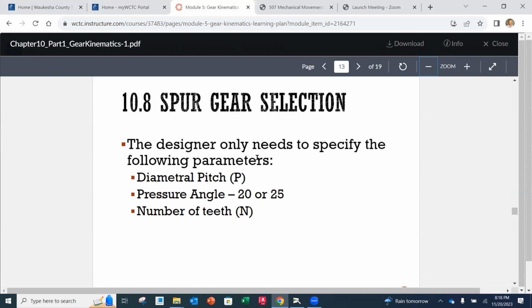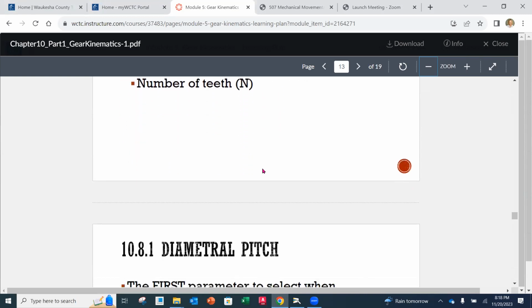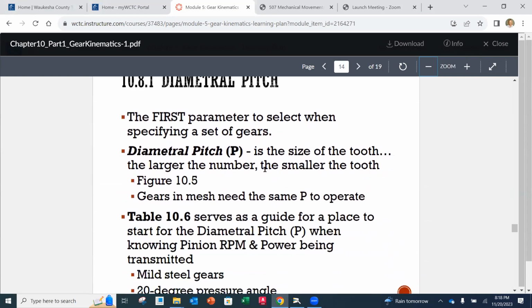Okay. So we talked about the pressure angle a little bit already, but we'll talk about it a little bit more here. But diametral pitch first. Diametral pitch is always going to be the first parameter that's selected for a set of gears. Now that diametral pitch is going to be the size of the tooth as we had seen earlier. So the larger the number, the smaller the tooth.